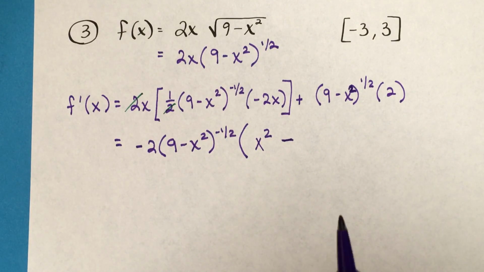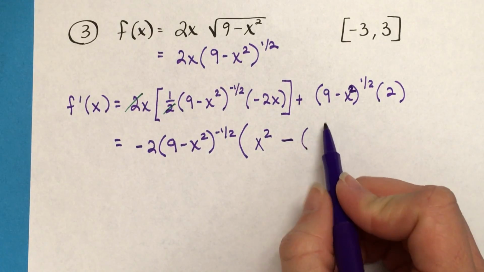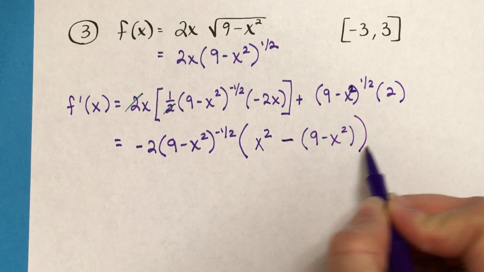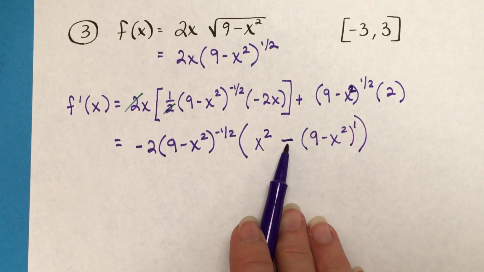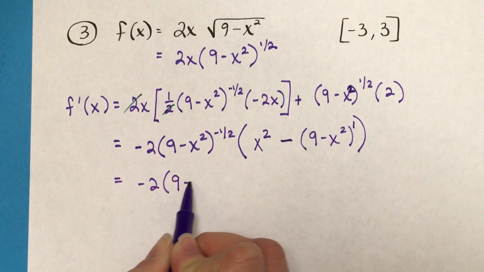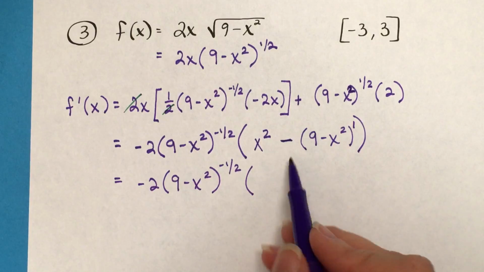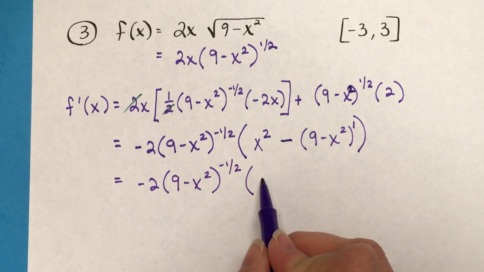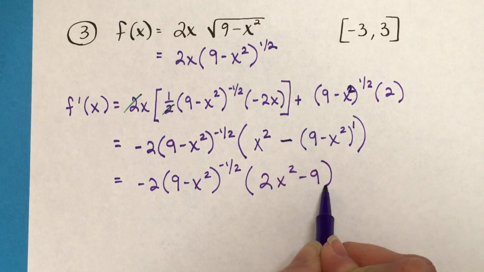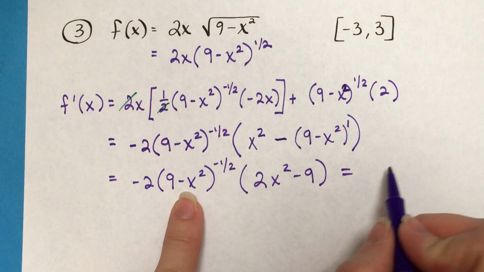You do need to be careful though, because I did change it to a minus. So let's put it in parentheses, and you're left with 9 minus x squared, which would just be to the first power. But I will need to distribute the minus sign. Okay, so that's going to, of course, change that to be plus, so I'll have a positive 2x squared minus 9. And then I need to move this to my denominator.